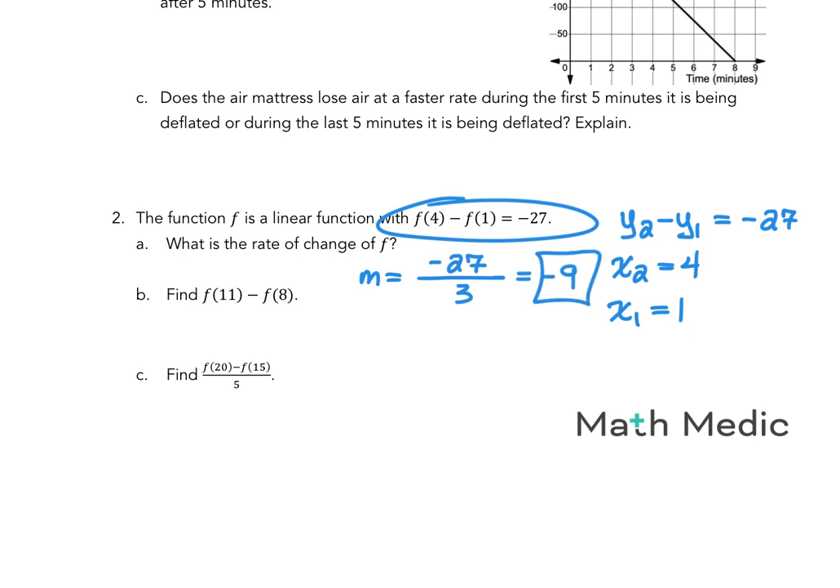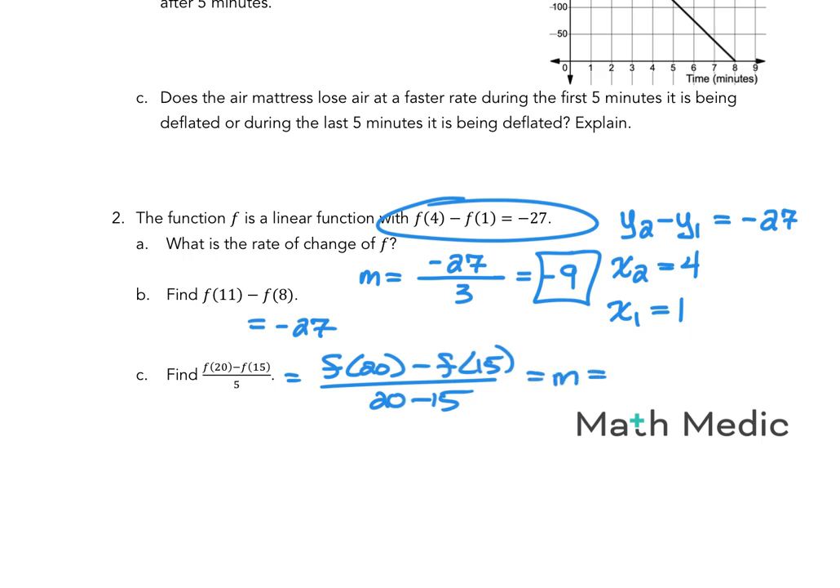f of 11 minus f of 8, there are 3 spaces between 11 and 8, just like there are 3 spaces between 4 and 1. So since this is a linear function, this change should be the same as that change. That should be negative 27. And then part C, f of 20 minus f of 15 all over 5 is the same as having f of 20 minus f of 15 all over 20 minus 15, which is the slope of the line, which is negative 9.